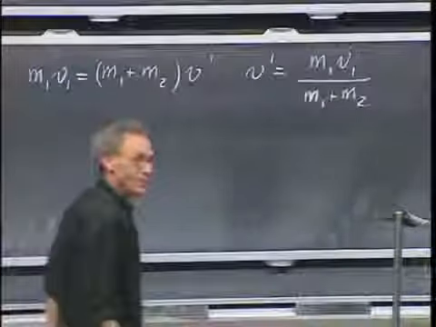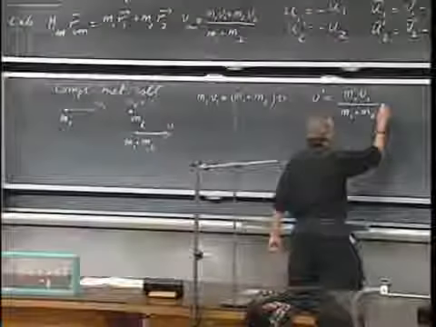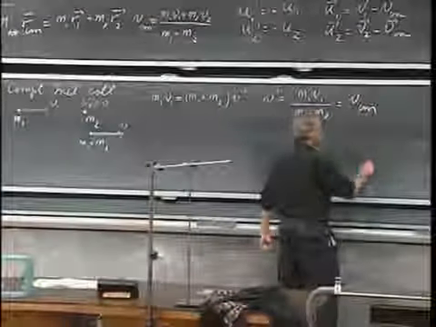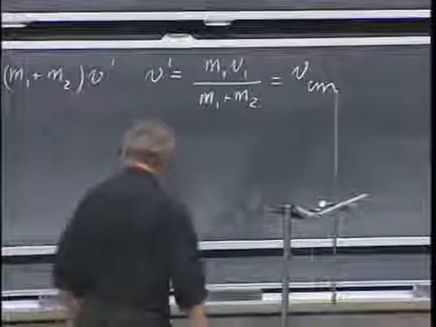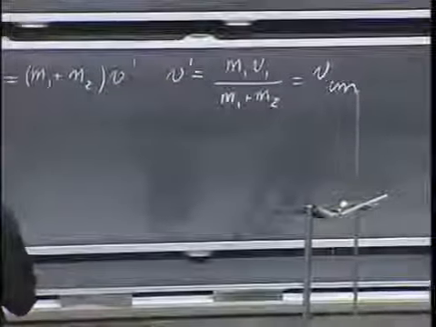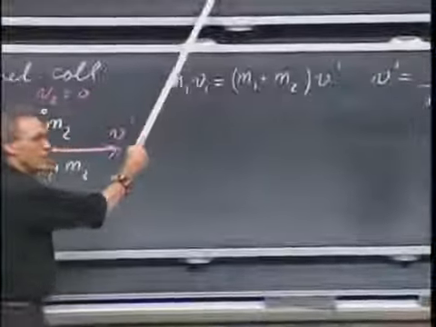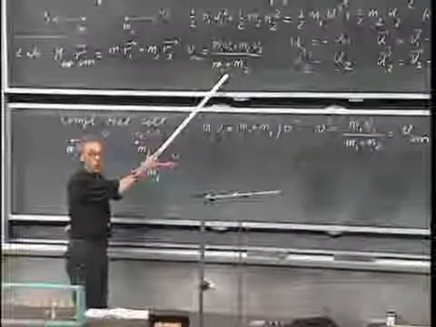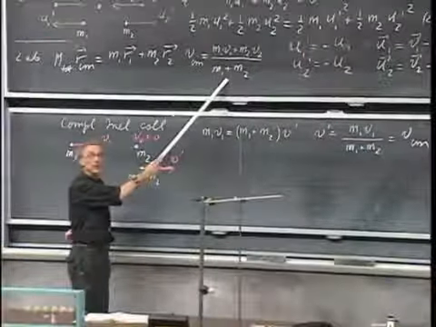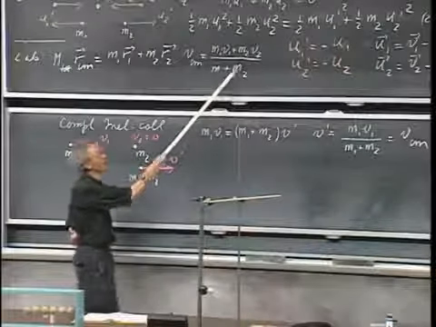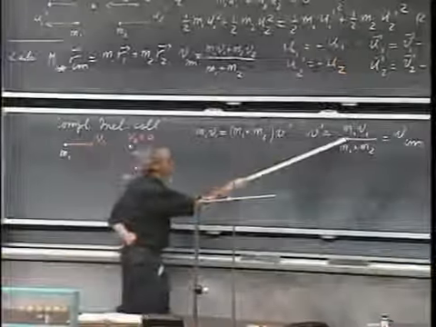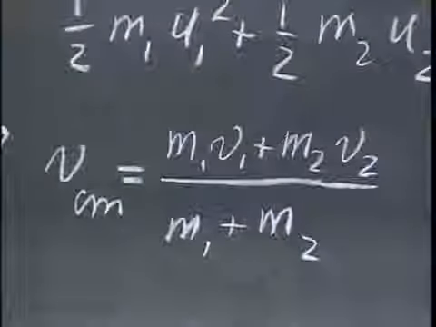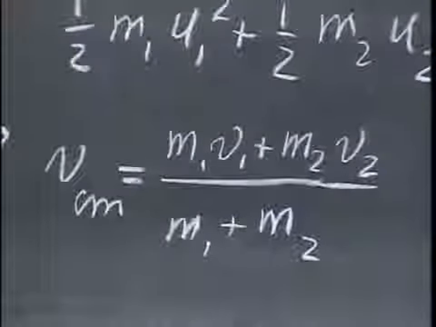This, by the way, which is not so obvious, is also the velocity of the center of mass. And how can I see that so quickly? Well, what was the velocity of the center of mass? Here you have it. This was in general. This was not for the case that V2 was 0. This was more general. Make V2 zero, and you see exactly the same result. So this must be the velocity of the center of mass.